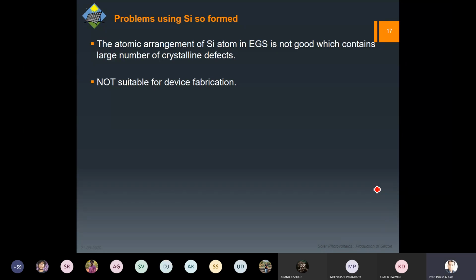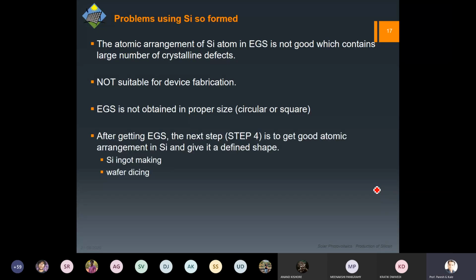We have to make wafers, and on a 10-inch wafer you can have thousands of processors. However, as far as solar cells are concerned, whatever the size, it will be only one cell. EGS is also not obtained in the proper size, circular or square. So whatever electronic grade silicon we have obtained after this third step, we will then enter step 4, where we look at the good atomic arrangement as well as the shape simultaneously.